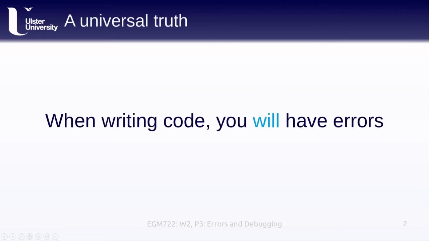So I figured I'd start this lesson with a universal truth, and that truth is that no matter what, when you are writing code, you will have errors. There's really no use trying to get around it. It's going to happen. It's better to just accept that it is going to happen, that you're going to have to deal with it, and we'll learn today about ways that we can deal with errors when they pop up.